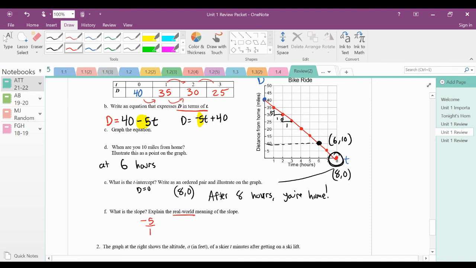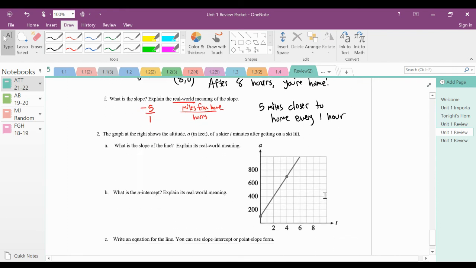When we talk about real world meaning, I always want to think about our units here. So we're going miles from home over hours. So what does this slope mean? We're traveling 5 miles per hour, or 5 miles closer to home every hour. So looking at those units really helps us there. 5 miles closer to home every 1 hour. All right.